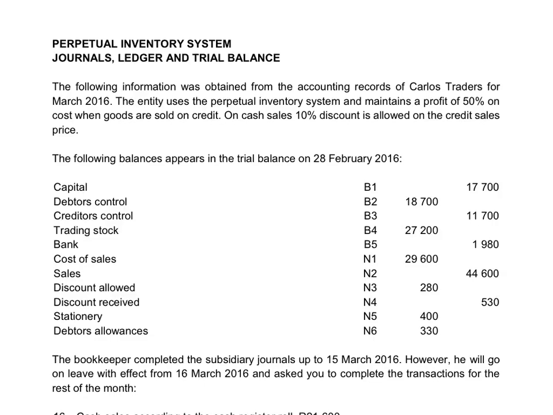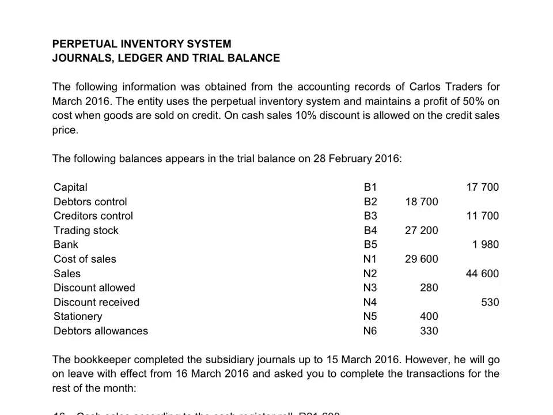Good morning. We will pay attention to the perpetual inventory system when we complete journals, ledger and trial balance. The following information was obtained from the accounting records of Carlos Traders. The entity uses the perpetual inventory system and maintains a profit of 50% on cost price.